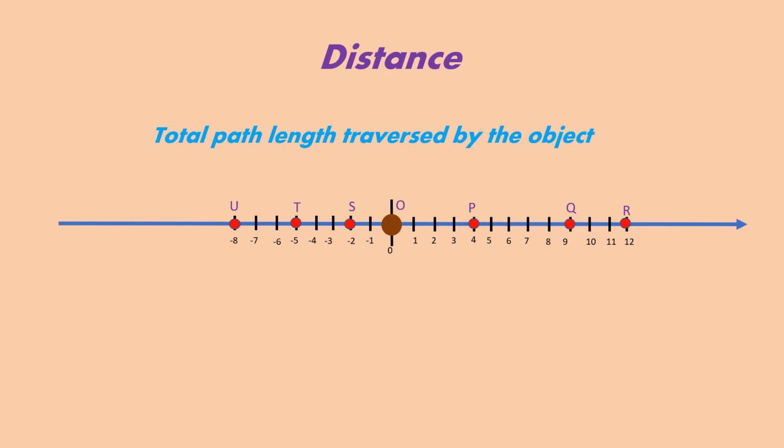So the motion starts from O, then reaches R, and finally it reaches P. Let's see that motion. It starts from O and reaches R, then comes back to a position P. So what is the total length traversed by the object? Total length traversed by the object is the sum of lengths OR plus RP. So distance is equal to OR plus RP, which will be equal to 12 plus 8 equals 20 meters. So the total distance traveled by this object is 20 meters.